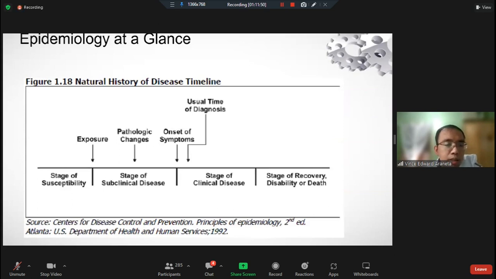These are the stages, or the natural history, of the disease. It's important that you are familiar with this. And since your exam is nearing, I assume you have already read about it. Like what is the stage of susceptibility, and what is the stage of subclinical disease, in which there are pathologic changes but no signs and symptoms yet. But once there's the onset of signs and symptoms, the patient is already in the stage of clinical disease. And this is the usual time of diagnosis. After that, with or without intervention, there could be recovery of the patient, or there could be disability, or even death.